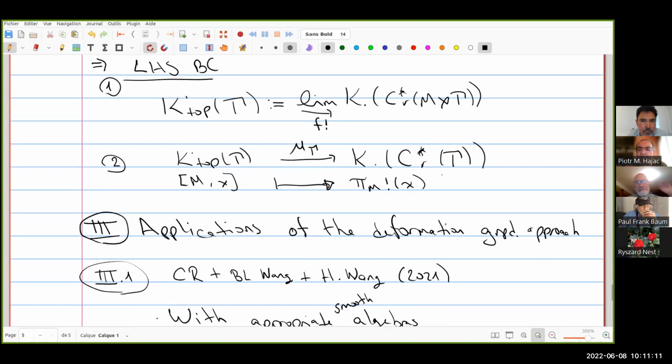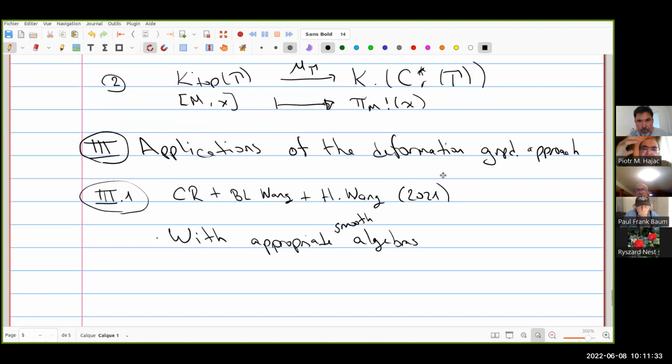And we actually could do it with coefficients, right? So you can do it with coefficients. Take any separable gamma algebra. And you can do the same thing with coefficients. The result is the same.